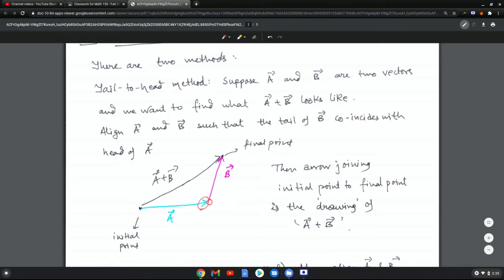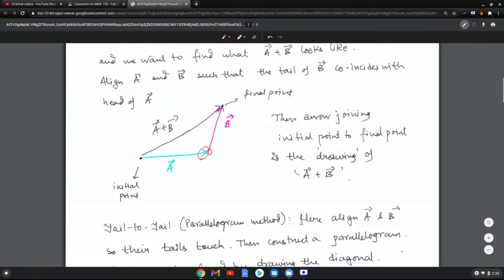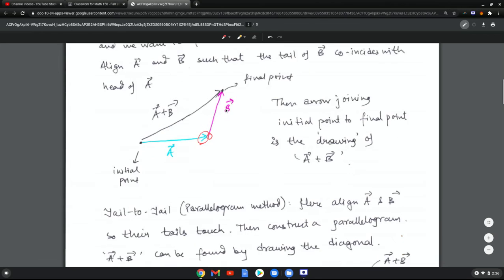And when you do that, if you connect the initial point to the final point with an arrow, that vector is going to be A plus B. It's kind of like saying if I walked along A and I walked along B, it's the same as if I walked from the starting point to the final point.